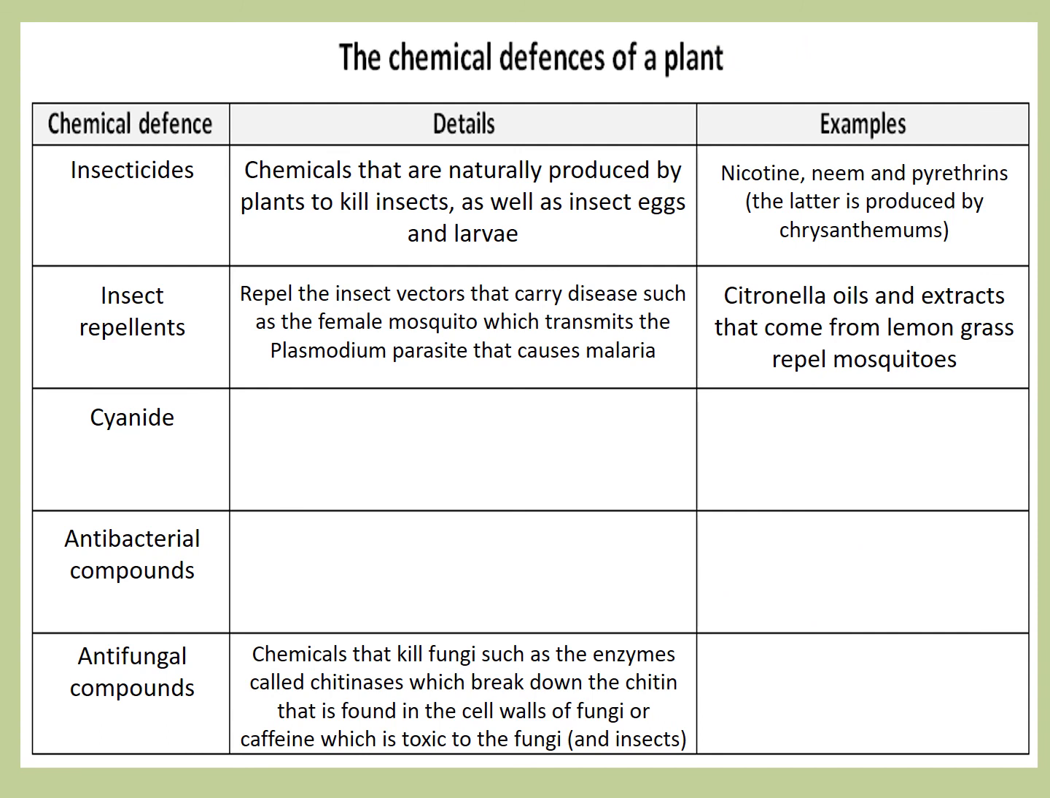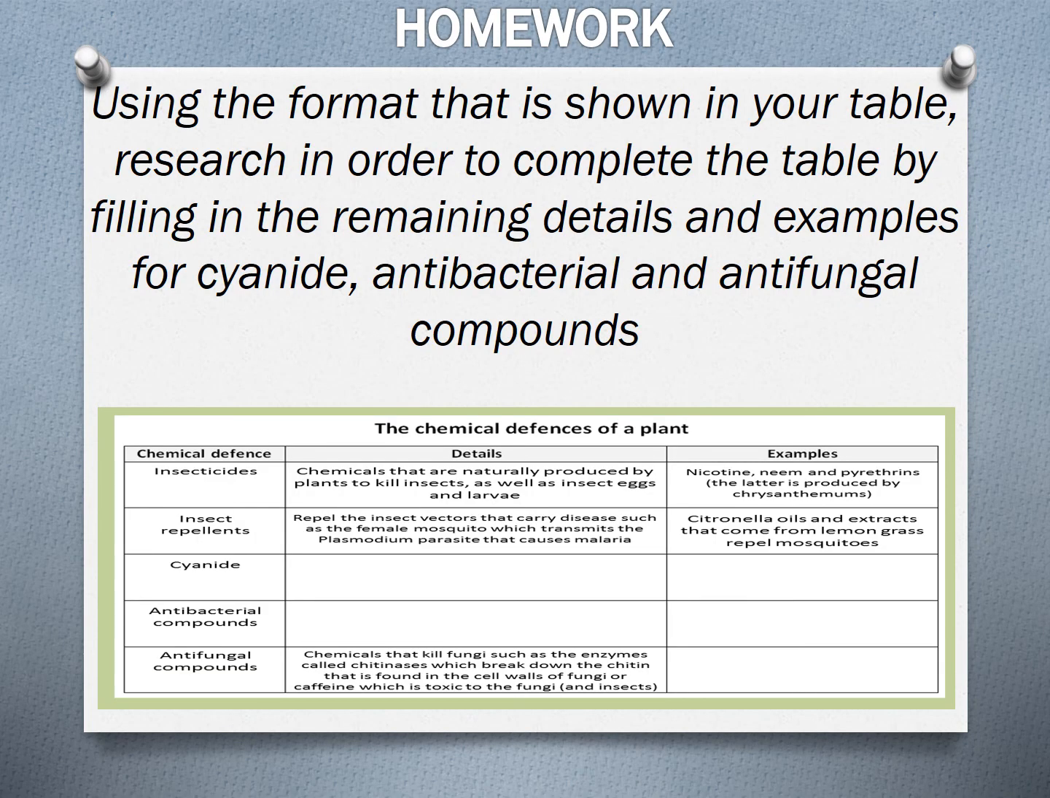So here are some chemical defenses of the plants. Antifungals kill fungi, such as the enzymes which break down the cell walls of the fungi, or they contain toxic chemicals. It's a pretty half decent table. So what you need to do now is finish this table off, find some other plant defenses and whack them in. These are chemical ones. Other physical defenses you might want to look at are things like predatory defenses, so thorns and things like that.